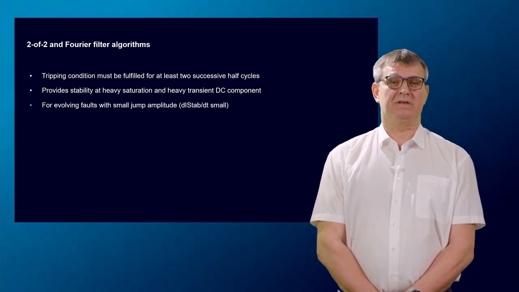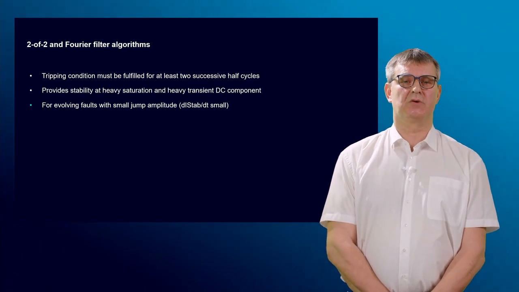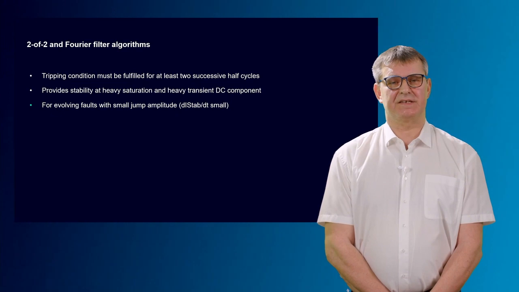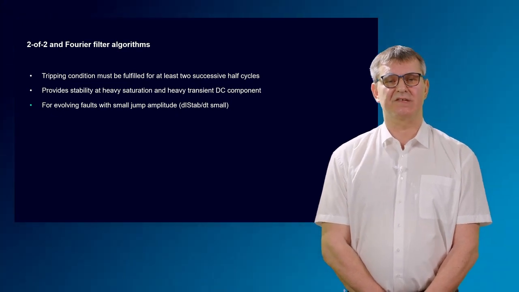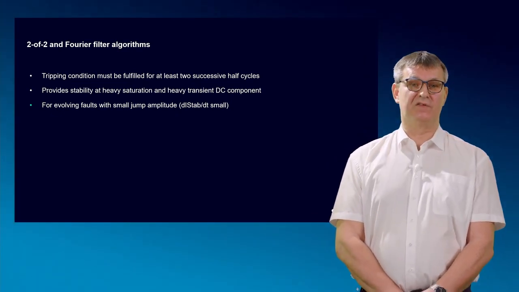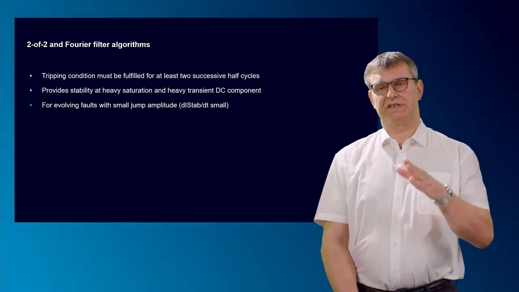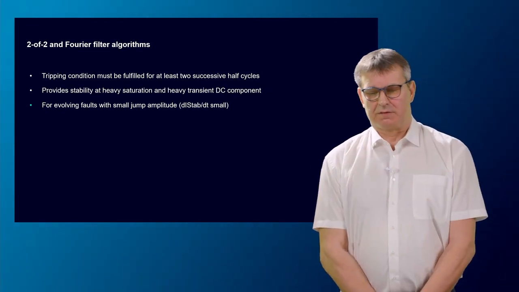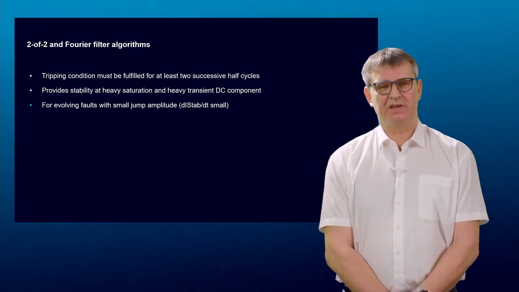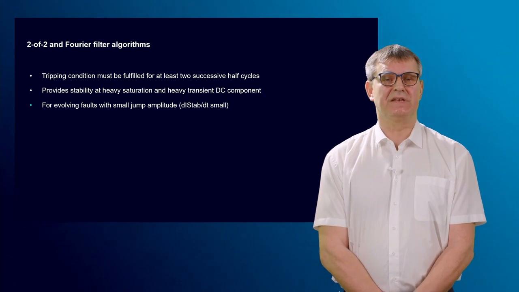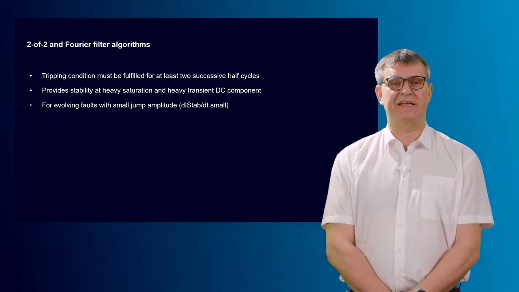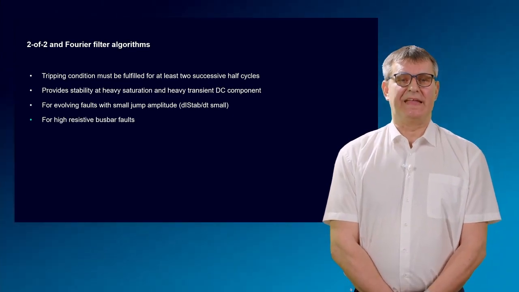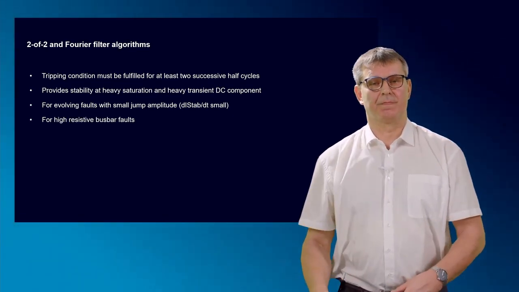Very important, that's cause for the 2 out of 2 algorithm, not for the Fourier filter algorithm, that the 2 out of 2 algorithm has to trip also evolving faults. That means evolving fault, a fault which started externally and after 10, 20, 30, 50 milliseconds or 100 milliseconds went from an external fault to an internal fault. That's an evolving fault. And also for high resistive busbar faults.